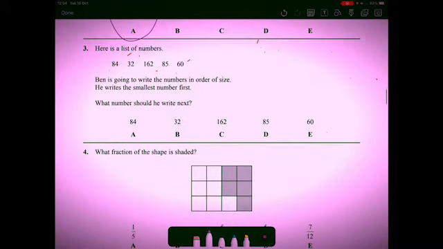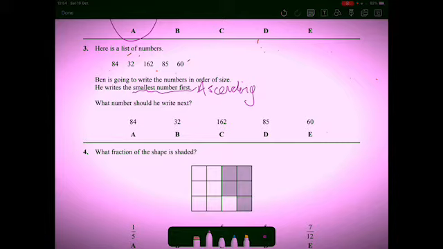Okay, question 3. Here is a list of numbers: 84, 32, 162, 85 and 60. Ben is going to write the numbers in order of size. He writes the smallest number first, which is also known as ascending order. What number should he write next? So we've got to be careful that we don't end up making a silly mistake on this one.